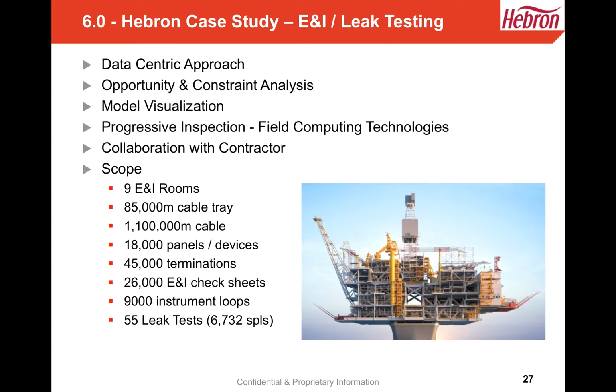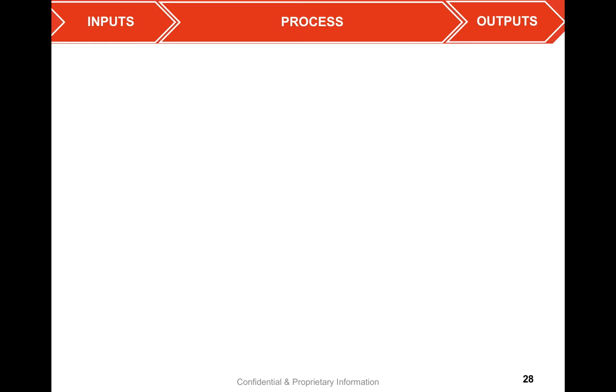We focused on 9 main E&I rooms. We had 85,000 meters of cable tray, 1.1 million meters of cable. There were 18,000 panels or devices, which needed 45,000 terminations, 26,000 check sheets, and 9,000 instrument loops. And then we also applied this to 55 leak tests. So we want to have a look at the process.